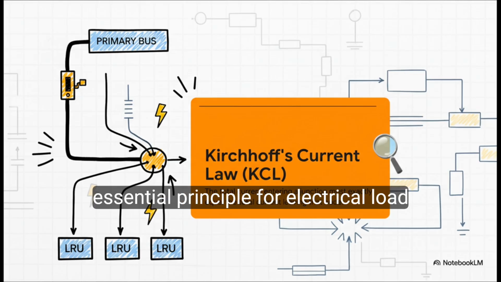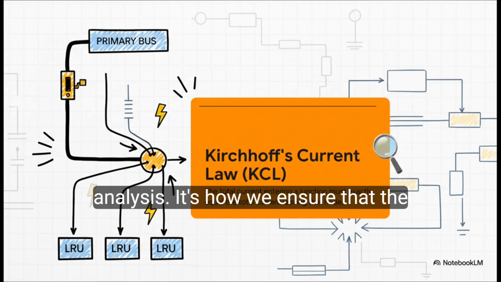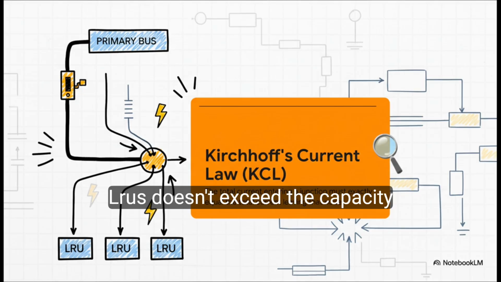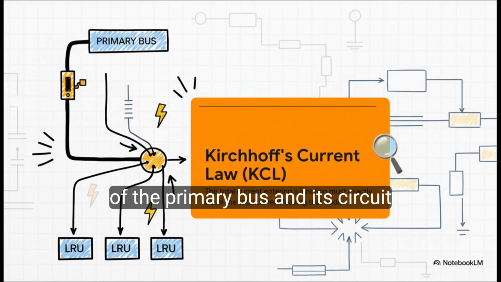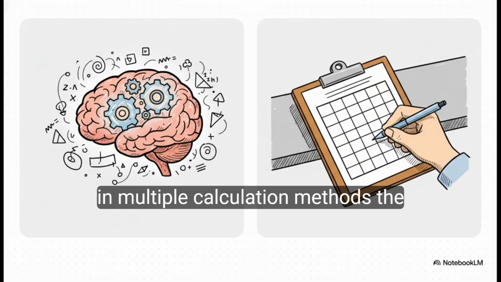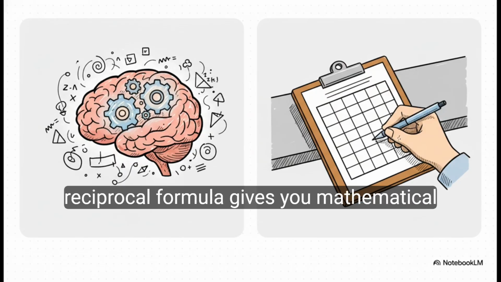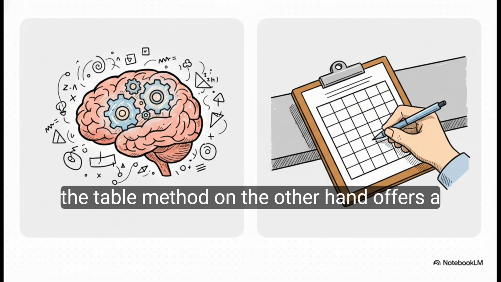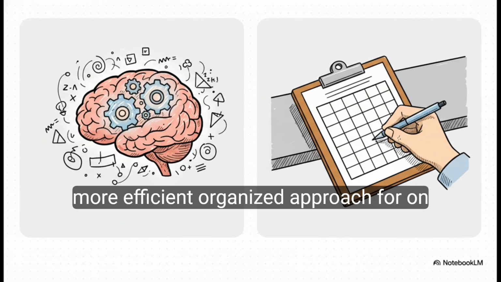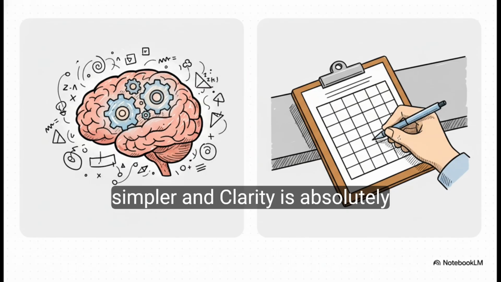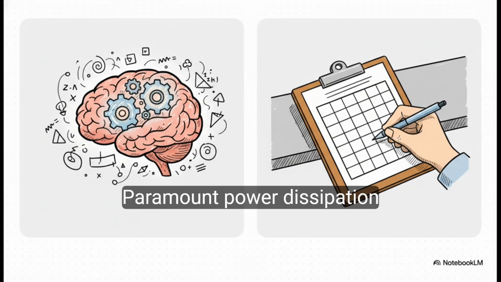KCL is the essential principle for electrical load analysis. It's how we ensure that the total current drawn by parallel LRUs doesn't exceed the capacity of the primary bus and its circuit protection. Technicians have to be proficient in multiple calculation methods. The reciprocal formula gives you mathematical precision for any combination of resistors. The table method, on the other hand, offers a more efficient, organized approach for on-the-bench calculations, where the values are simpler and clarity is absolutely paramount.